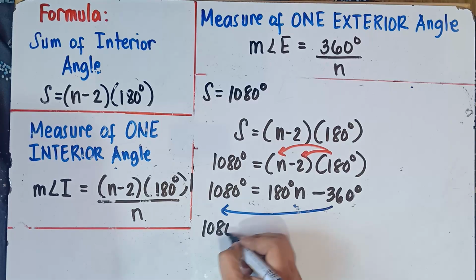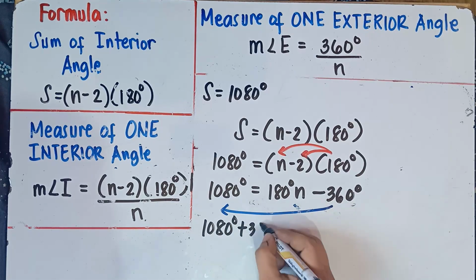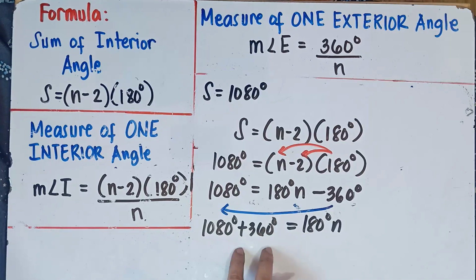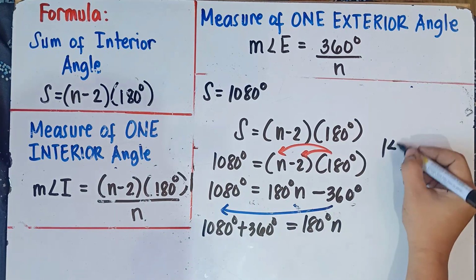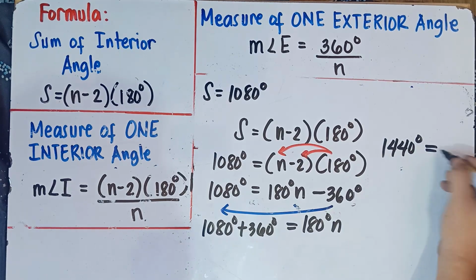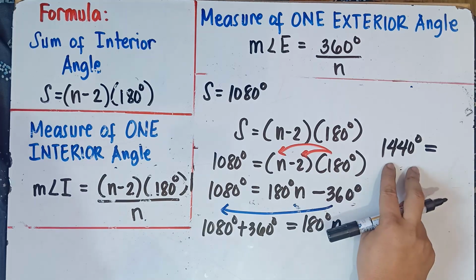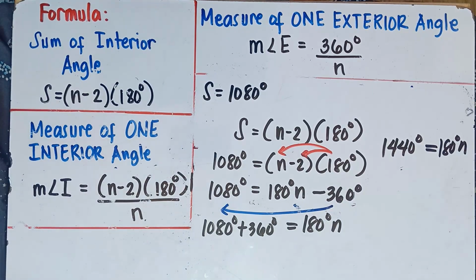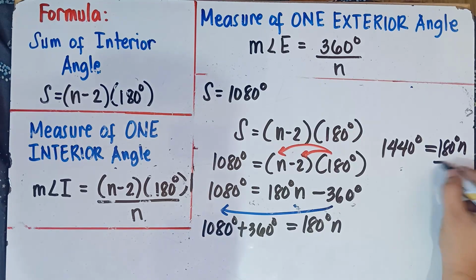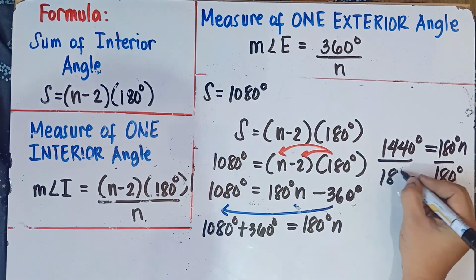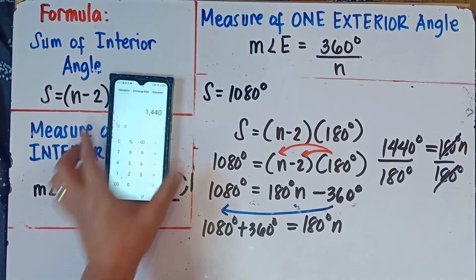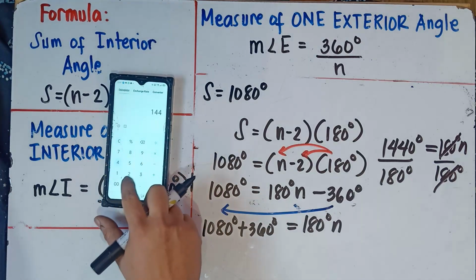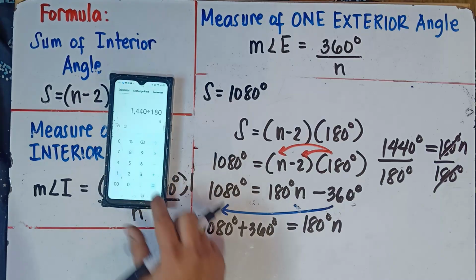So there will be 1080 degrees. This is negative, it becomes positive 360 degrees equals 180 degrees n. Same answer as a while ago. If you add this up, this will be 1440 degrees. Copy the equal sign, and then 180 degrees n. And then to get the value of n, divide both sides by 180 degrees. Cancel this out. So 1440 divided by 180. The answer, class, is 8.